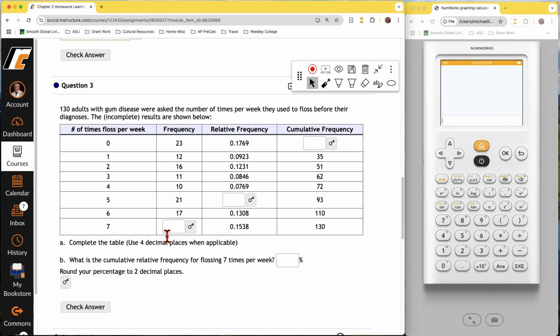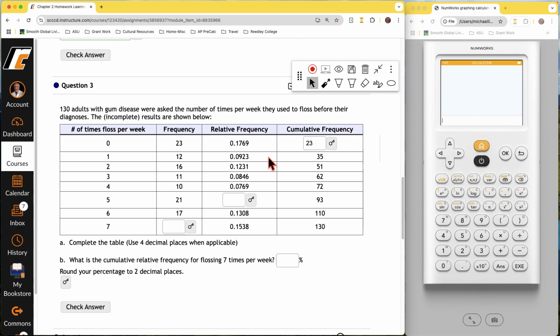We're given a few fill in the blanks here. 130 adults with gum disease were asked the number of times per week they used to floss before their diagnosis. And so for number of times a week, some did 0. There was 23 that did that. There's a relative frequency here. Just remember the cumulative frequency is going to add things together. So the very first one's always this 23, which is the total for right here. And then for the next one, you can see the 35 was 23 plus the 12.